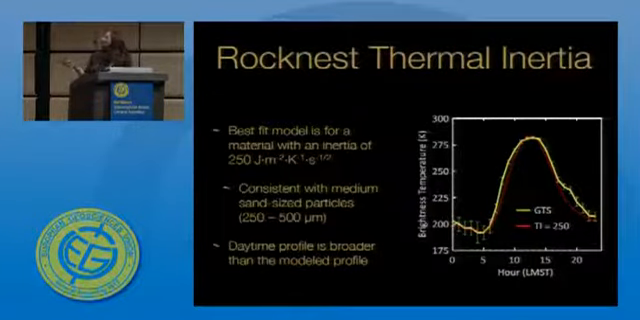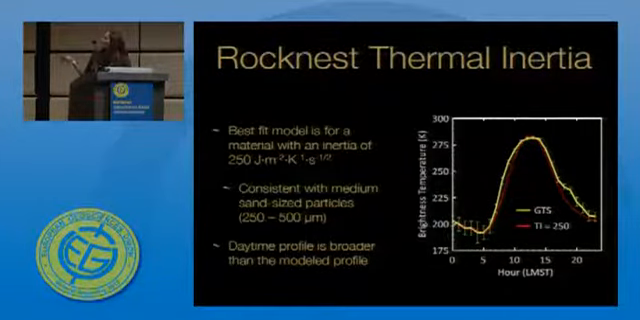Here I'm showing the ground temperature sensor measurements in yellow for Sol 100 at Rocknest. The uncertainties here are just the 1 sigma standard deviation on the averages for each hour. When we run the model, the thermal inertia that best fits this curve is that of a material with a thermal inertia of about 250 SI units. That thermal inertia is consistent with a homogeneous material made of medium sand-sized particles, so these are particles 250 to 500 microns in size. I want you to try to remember that when we get to the next slide.